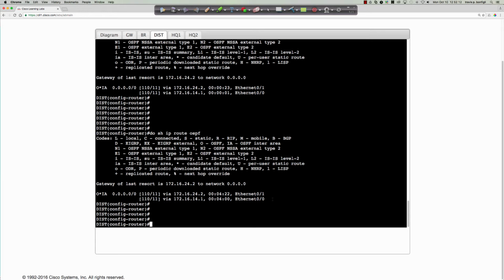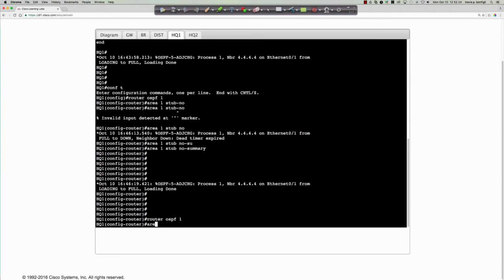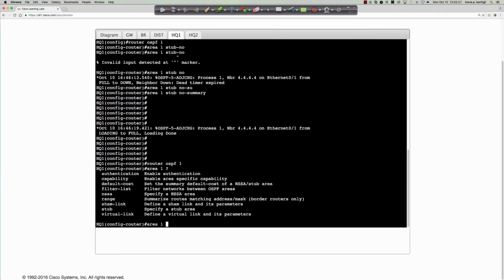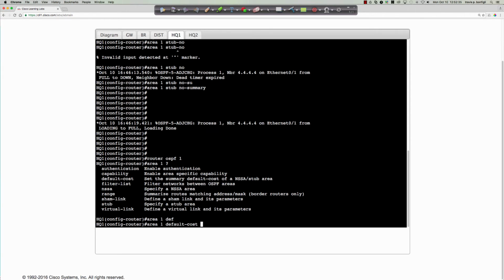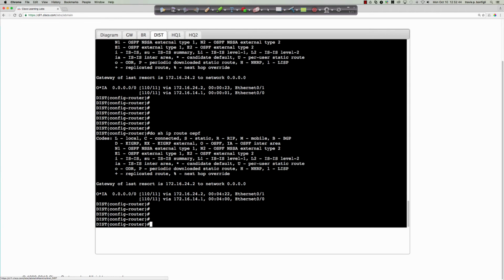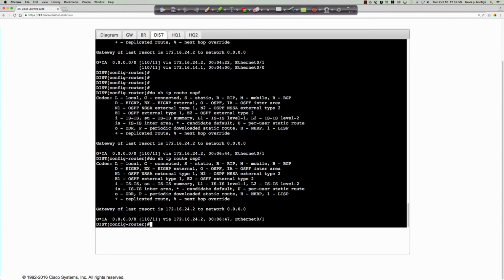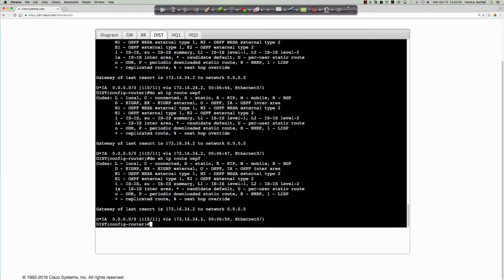Well, what if I want everything to go out HQ1? So if I come up here to HQ1, what I could say is, I think I'm already in there, router OSPF 1. What I could say is area 1, and if I do a question mark, you can see, set the summary default cost of NSSA stub area. So I could say default cost, and let me lower the default cost down to 3. And let's see what that does. Let me come back down to distribution. And so now what am I seeing? I'm seeing the path out, but what's the path out?